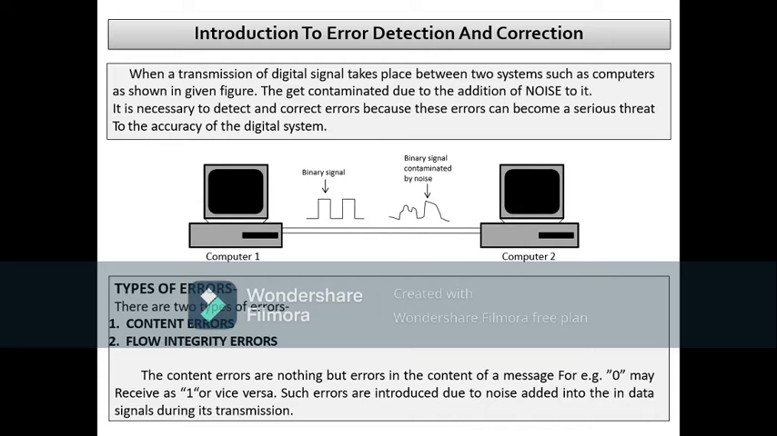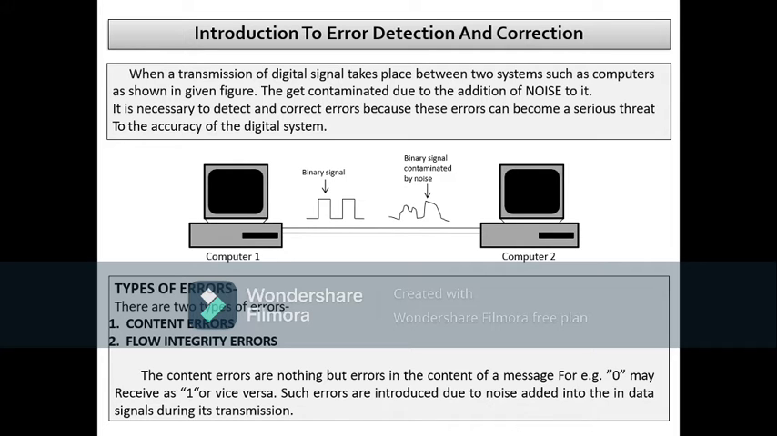Introduction to error detection and correction. When transmission of a digital signal takes place between two systems, such as computers as shown in the figure, the data gets contaminated due to the addition of noise. It is necessary to detect and correct errors because they can become a serious threat to the accuracy of a digital system.